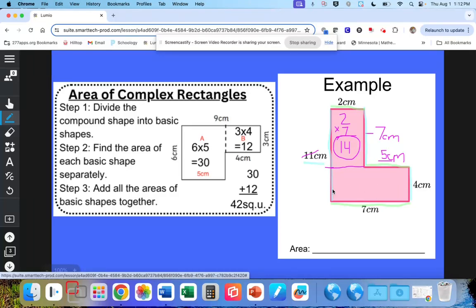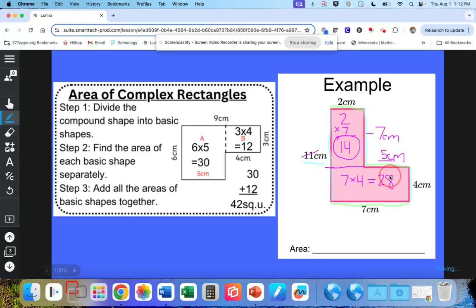The next one, if we go around the shape, we see multiple numbers. There's the 11 again, a 7, a 4, a 5. So as we walk around the shape, we want to see where it's the entire line measurement. So I see a 7 and I see the height of 4. So I'm going to do 7 times 4, which gets me an answer of 28.